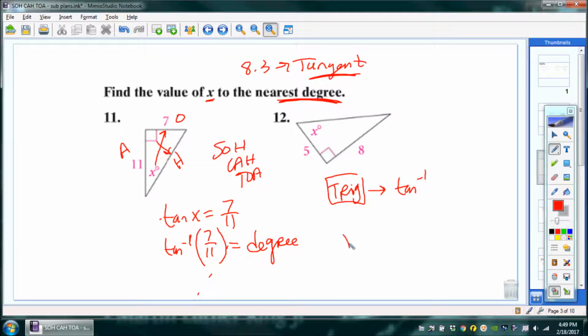You're going to get 32.47119. It says to the nearest degree, so this would be 32 degrees. I'm not going to raise it up because it's a 4. If it was a 5 or higher, I would, but right now I'm good. 32 degrees for number 11.